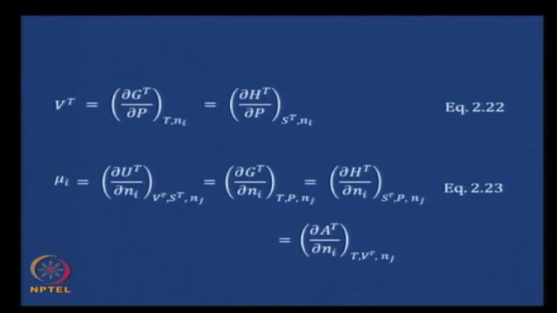And all the four ways of representing the chemical potential: dou Ut by dou Ni at constant Vt, St, Nj, dou Gt by dou Ni at constant T, P, Nj, dou Ht by dou Ni at constant St, P, Nj, or dou At by dou Ni at constant T, Vt, Nj. Let me call this equation 223. These are very useful equations, as we will see in a little while. I will give you an example and we will use this again and again in this course.